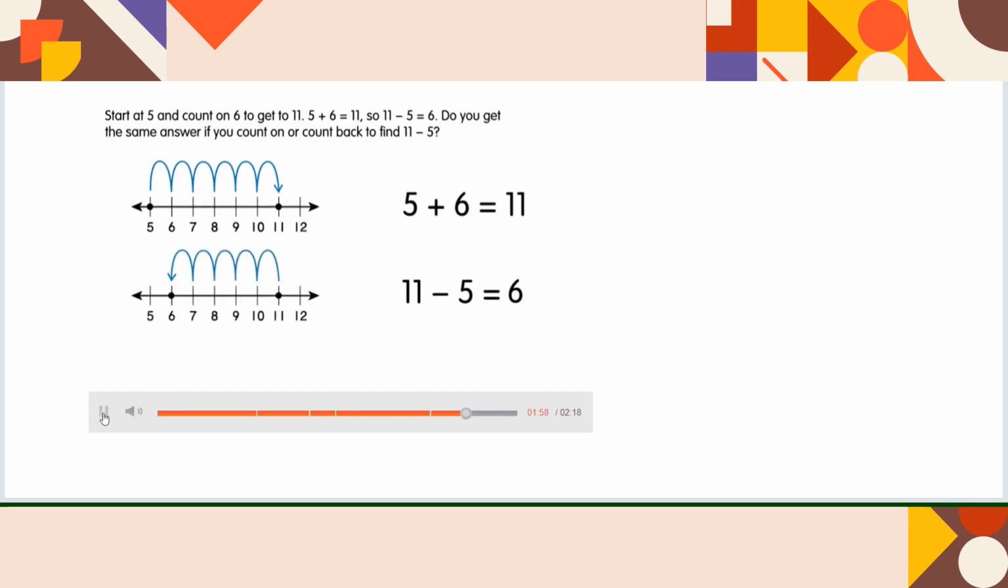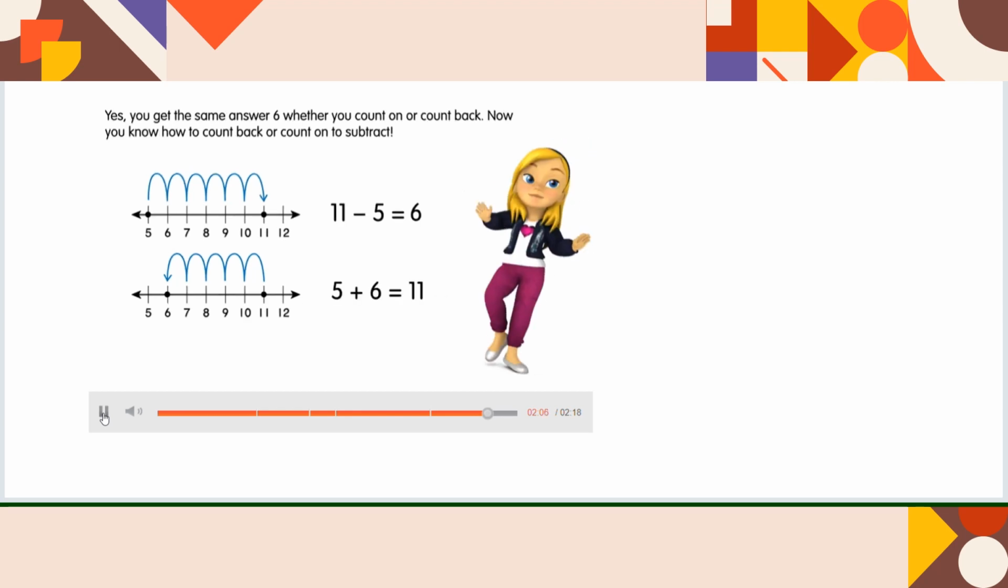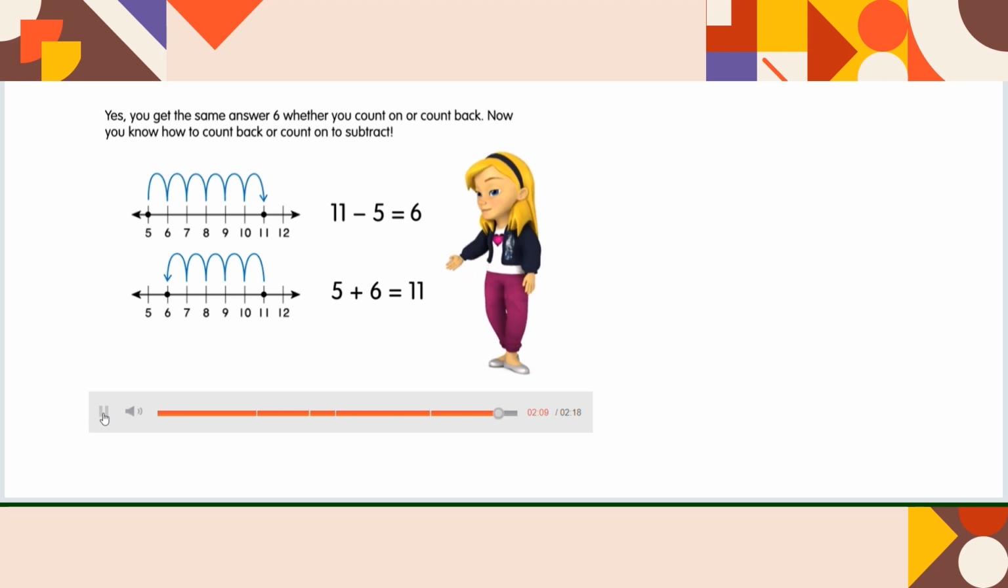Do you get the same answer if you count on or count back to find 11 minus 5? Explain. Yes, you get the same answer, 6, whether you count on or count back. Now you know how to count back or count on to subtract.